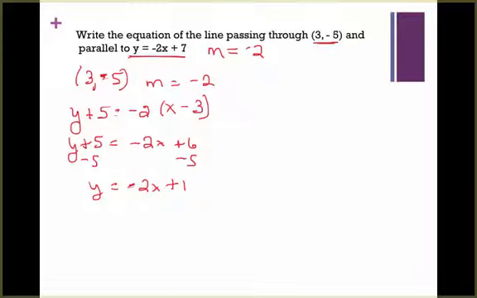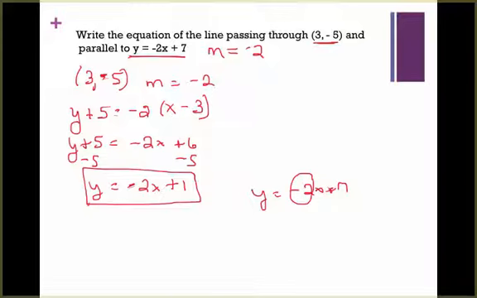So the line y equals -2x plus 1 and the original line of y equals -2x plus 7 are parallel to each other, and notice that they have the same slope. But this second line will pass through the point 3, -5.